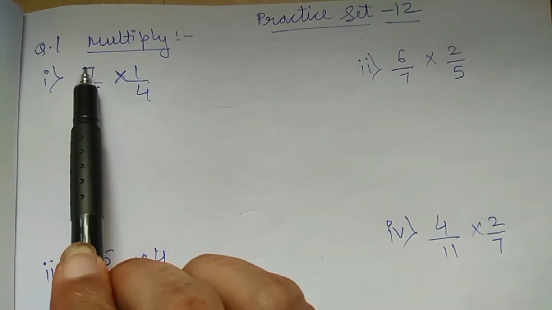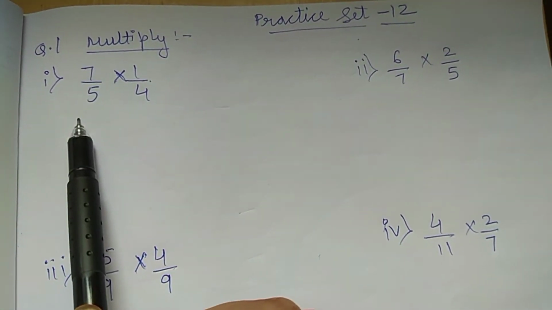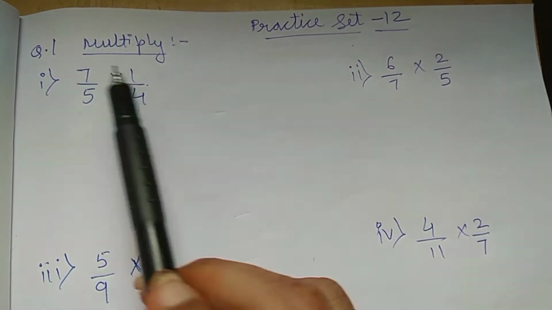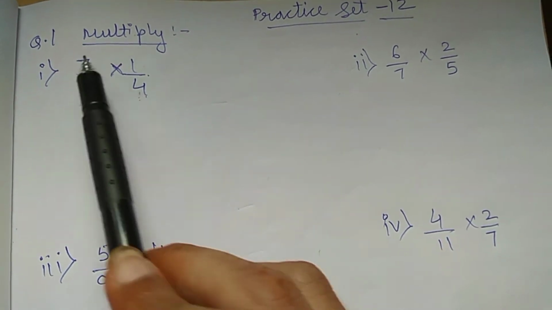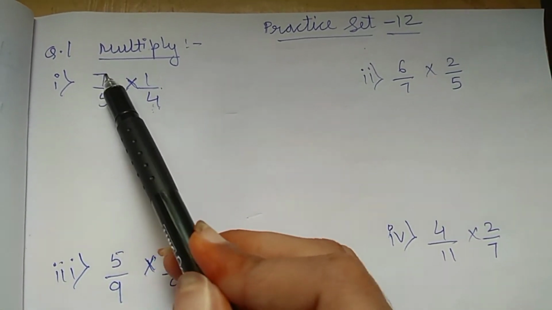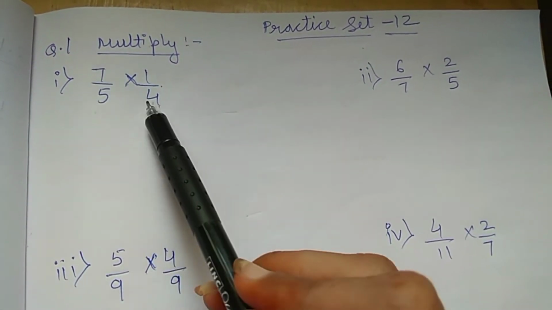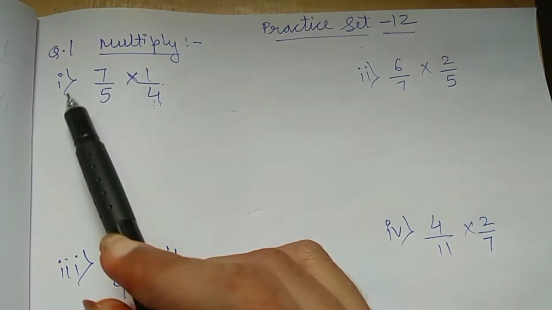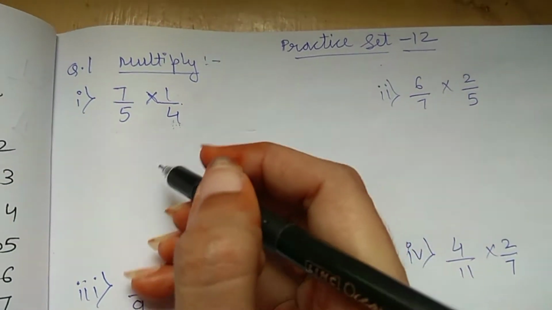So let us check. Can 7 upon 5 be reduced? No. Can 1 upon 4 be reduced? No. Now after seeing numerator and denominator, we have to see crosswise also. So can 7 and 4 be reduced? No. Can 1 and 5 be reduced? No. If all answers are no, so straight away what do we have to do?